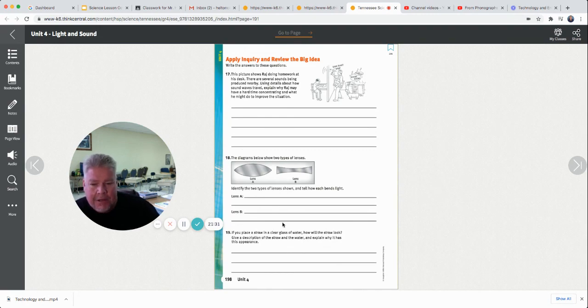Okay. Number 19. If you place a straw in a clear glass of water, how will the straw look? Give a description of the straw in the water and explain why it has this appearance. Well, we've learned that, that's refraction, right? It's going to look bent. Because part of the straw is in the water and part of it's out. The part that's in the water, as the light travels through the water, it slows down, the light waves do, and it makes that straw look bent. We saw that in the little video with the little magic guy and his magic wand before we saw the telescope video. That is called refraction.